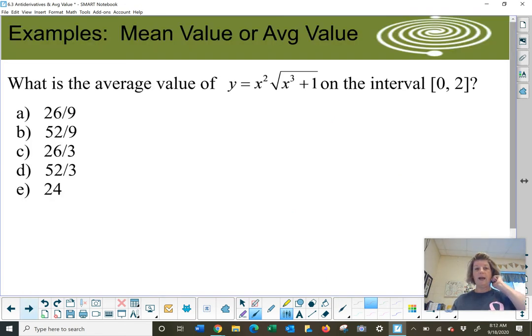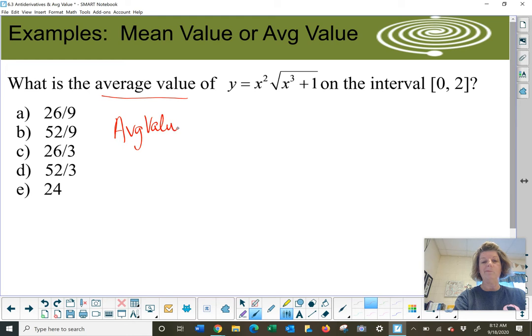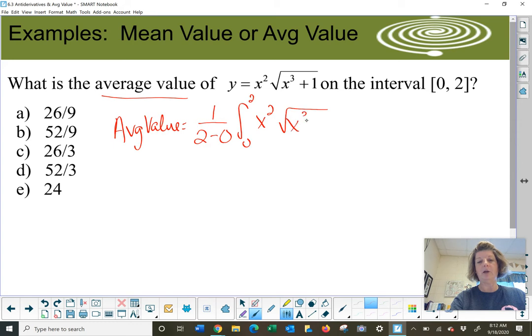Mean value or average, what's the average value of y equals on the interval 0 to 2? Okay, so they talk about the average value. I can do that. The average value will equal 1 over b minus a, so 1 over 2 minus 0. If you want to just put 2, that's fine with me. X squared square root x cubed plus 1.